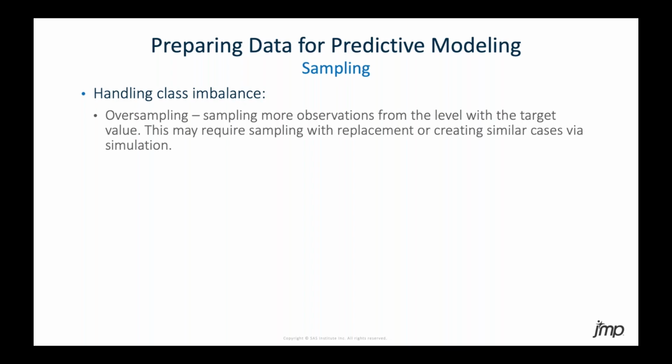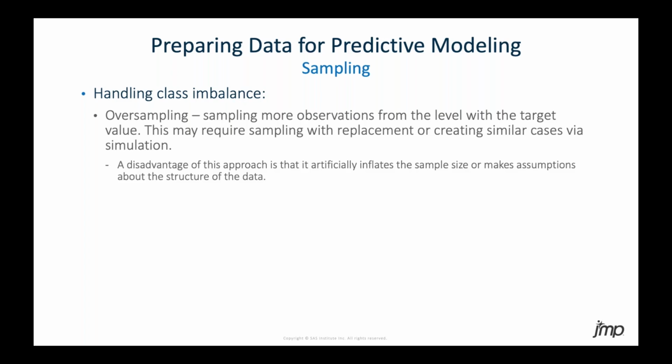So for example, with the direct mailing, I've got 90,000 non-responses, 5,000 responses. I would somehow generate 90,000 more responders, donators. Obvious disadvantage there is that it artificially inflates the sample size or makes assumptions about the structure of the data. Plus, you need to come up with a technique to do the sampling if you want to use something other than the sampling with replacement. So a little bit more complex to implement that.